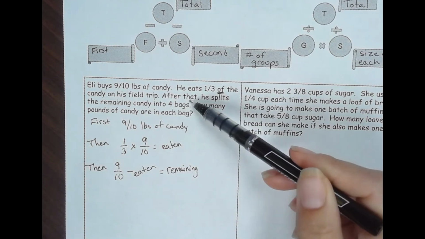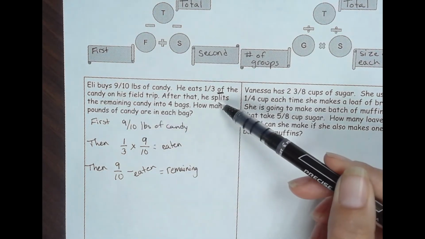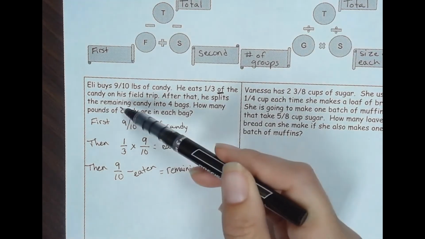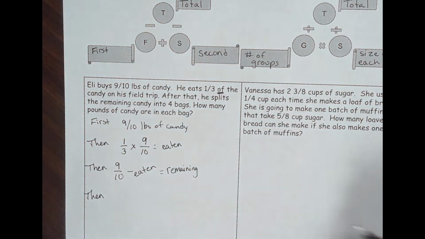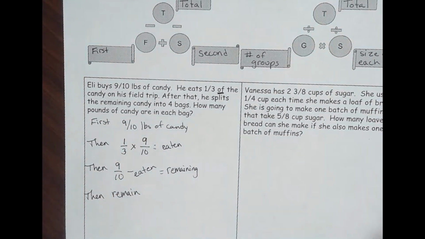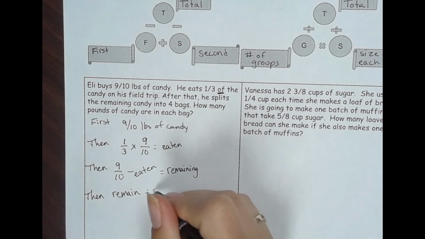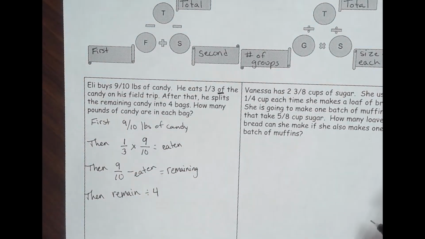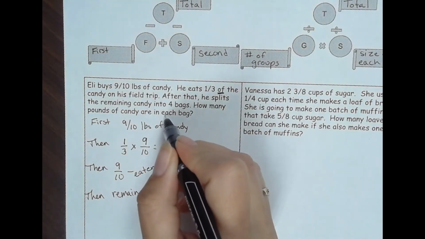So after that, he splits the remaining candy into 4 bags. What is he doing mathematically if he's splitting the candy into 4 bags? So then the remaining candy is getting divided into 4 groups. After that, how many pounds of candy are in each bag?